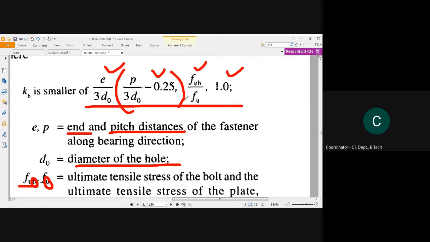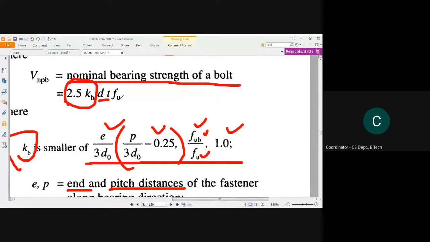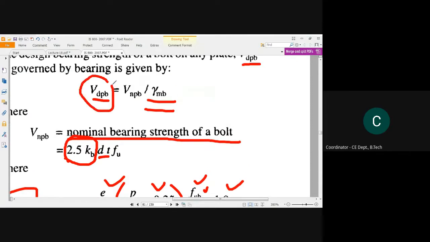Next, FUB by FU, meaning the ultimate tensile strength of bolt divided by the ultimate tensile stress of plate, comma 1. So the smaller among these four formulas, we will consider as the value of KB. So 2.5 into KB into D into T into FU will give me the nominal bearing strength of bolt. Now that bearing strength of bolt will be divided by a partial safety factor, giving me a design value.